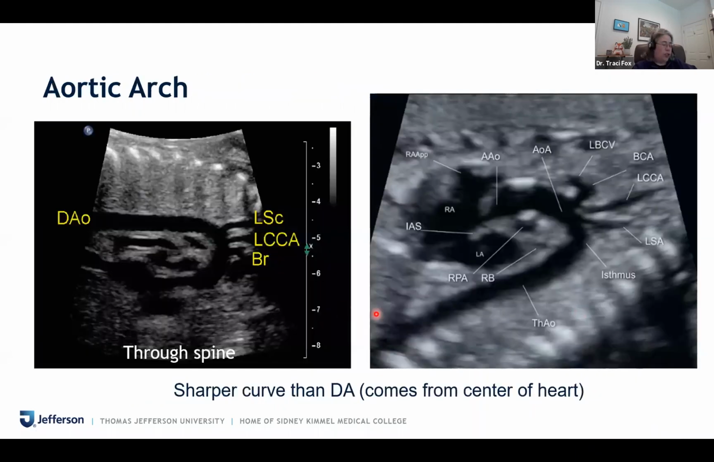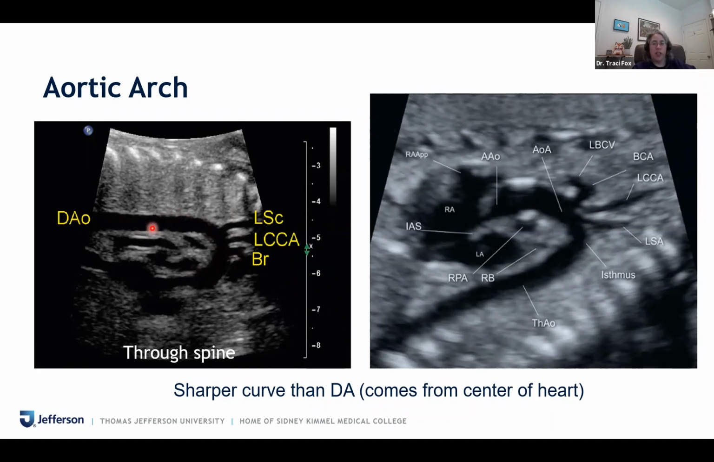The aortic arch view is one that can be challenging to obtain if the fetus is laying on its back, because you have to get it at the right angle. When the fetus is face down, it's very easy to get this view through the left spine. So through the left spine, you can see the aortic arch. Notice the three cranial vessels, brachiocephalic, left common carotid, left subclavian, and notice how sharp this arch is.